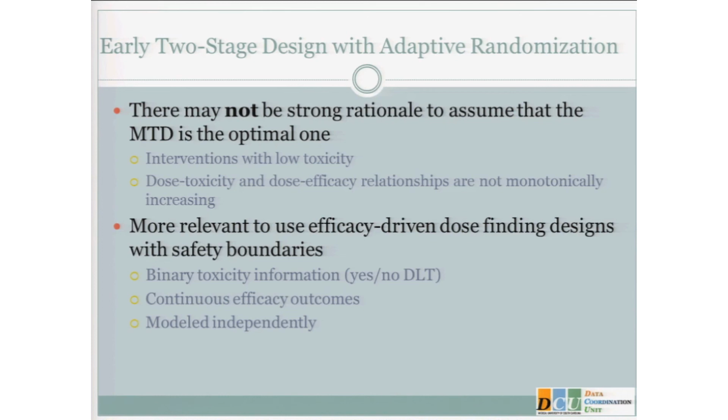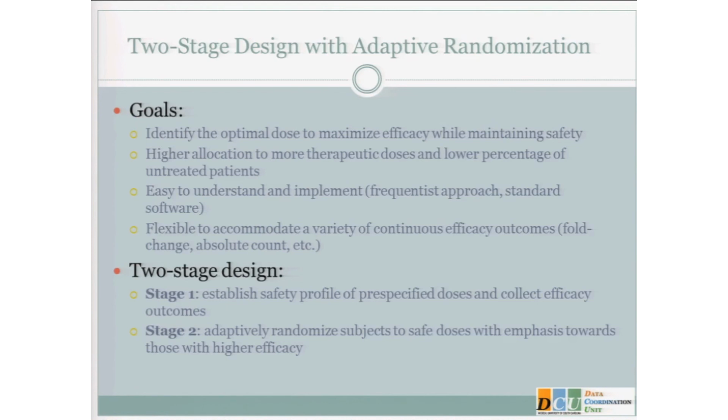And so in the design I'm going to show you now, we're using binary toxicity information still. So you could have a dichotomous variable indicating fatigue or no fatigue. But your outcome is continuous, and they're modeled independently. So our goal here is to identify the optimal dose to maximize efficacy, and we want there to be a higher allocation to more therapeutic doses, okay?